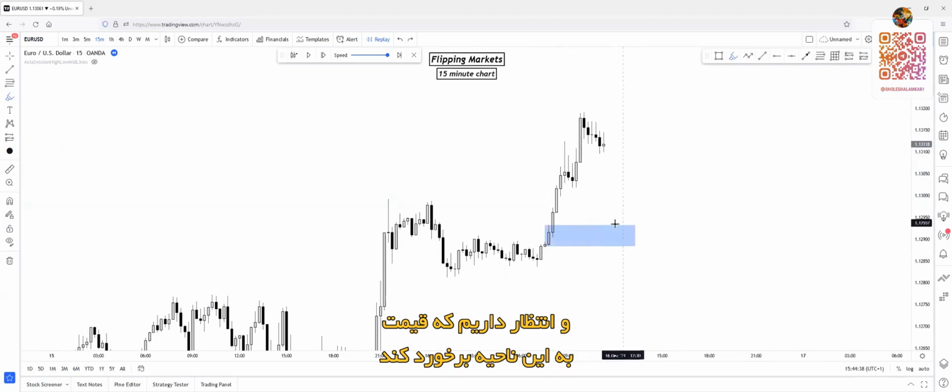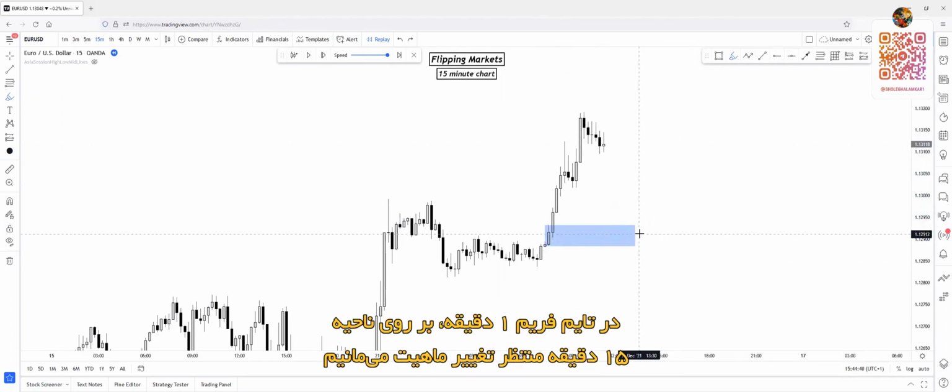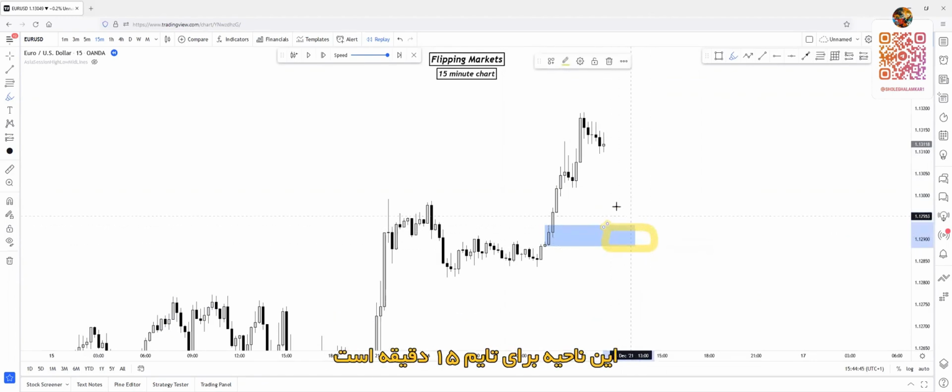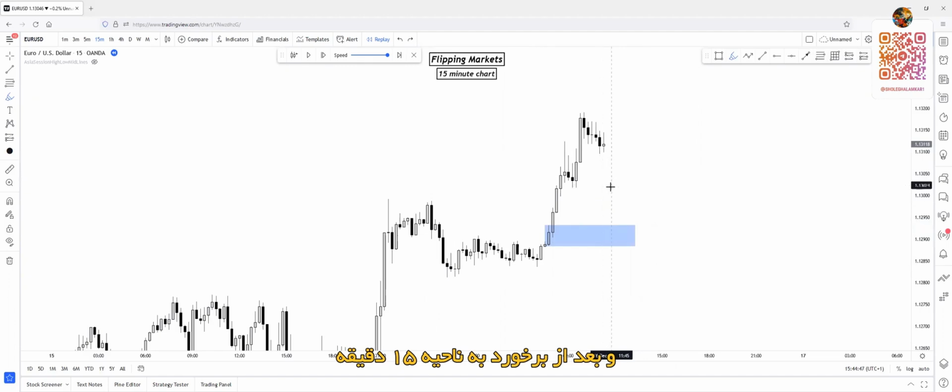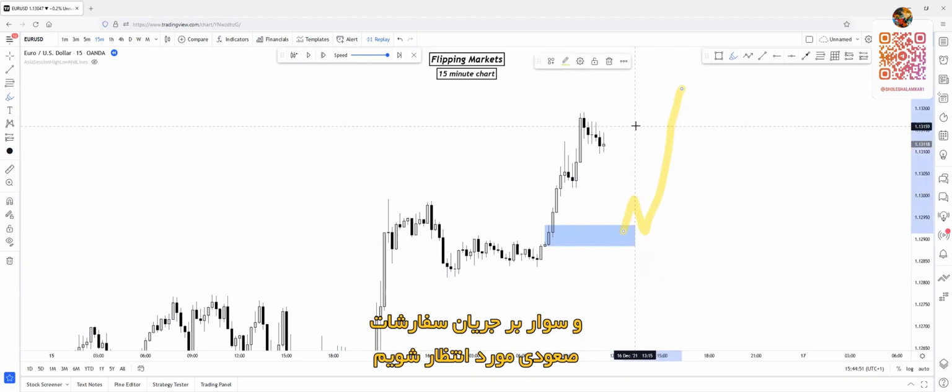We are expecting the tap of this zone. And after the tap of this zone, we will wait for a 1-minute change of character inside of this 15-minute POI, this 15-minute demand zone. And after the 15-minute zone tap and the 1-minute change of character, we can hop in a trade and ride the expected order flow, which is bullish.